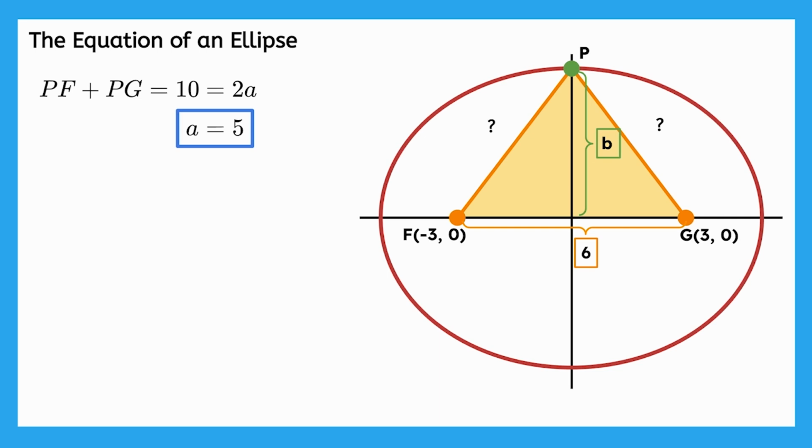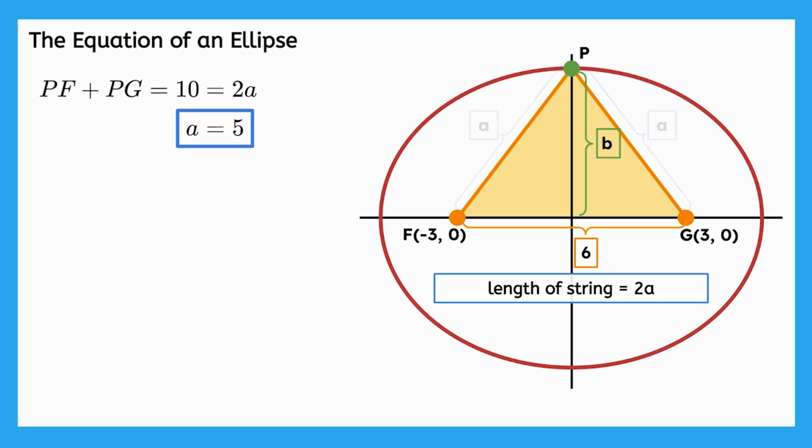Well, point P is at the exact place that makes PF and PG equal, and if the length of the entire string is 2a, or 10, then each side must be exactly a, or 5, which matches what we found in the pre-video activity. Can you see how we can get to b?